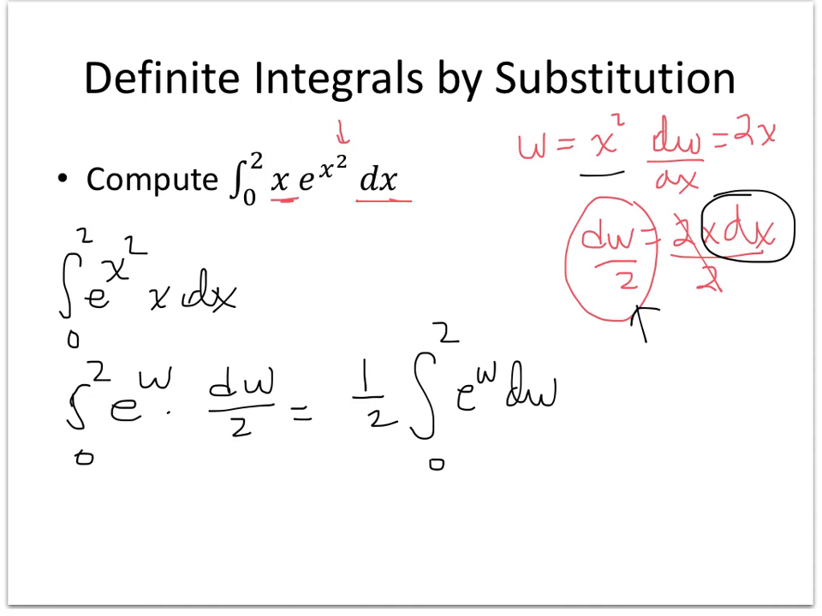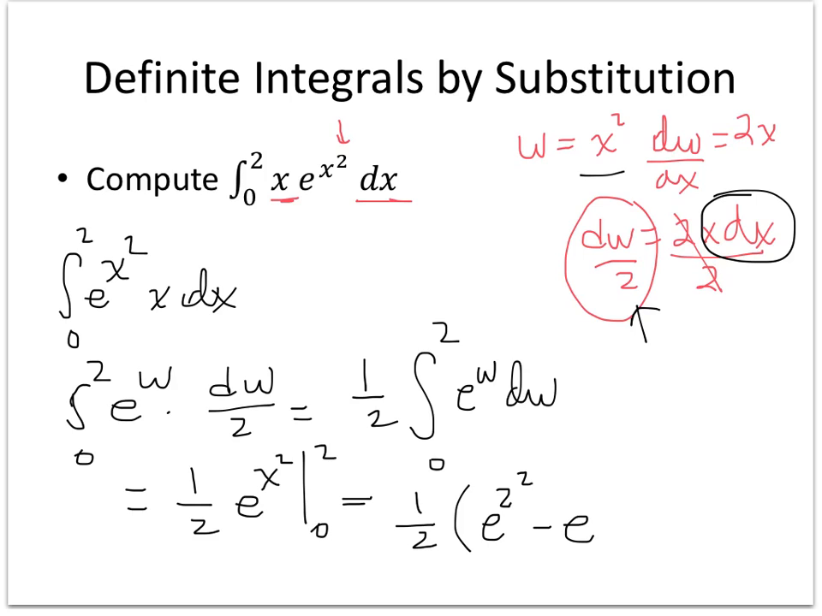And so now I can find this antiderivative, which the antiderivative of e to the w is just e to the w, and my w was x squared, and evaluate it from 0 to 2. So I get 1/2 e to the 2 squared minus e to the 0 squared. I just plugged in these values, which gives me 1/2 times e to the 4th minus 1. And of course you can put that in your calculator if you want to get an exact value.